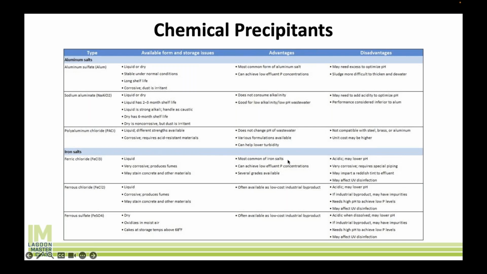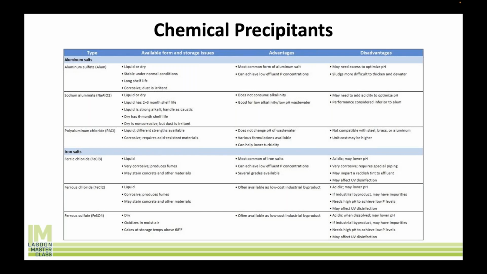So there are two main types of chemicals that are used. You've got aluminum salts and iron salts, so alum and ferric, that's what you hear. And then you've got these different forms of these things. So you have aluminum sulfate, sodium aluminate, polyaluminum chloride, right? Ferric chloride, ferrous chloride, and ferrous sulfate.